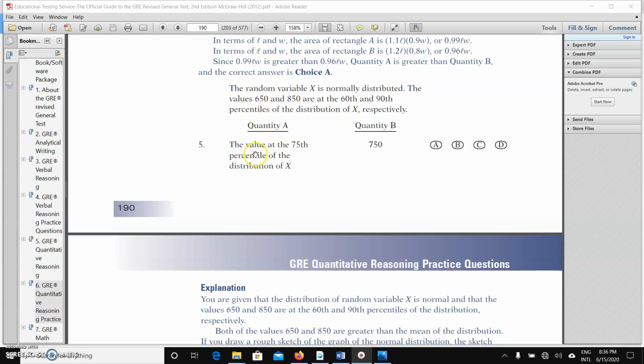So this kind of question, you pick the highest one. If quantity A is higher, you pick A. If quantity B is higher, you pick B. If they are the same, you pick C. And if the question is not correct, you pick D. So let's try and solve it. Look at the question well.